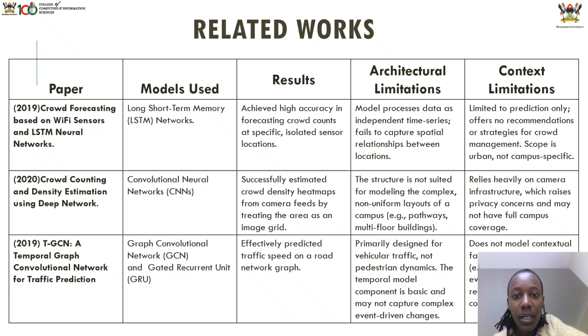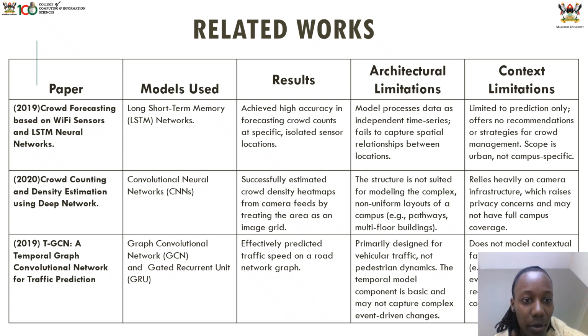which were able to achieve high forecasting of crowd counts based on those Wi-Fi sensors, and the model processes data as independent time series. It fails to capture the spatial relationships, the location differences. Then the limitation was it was only predicting and it wasn't offering recommendations for other spaces.